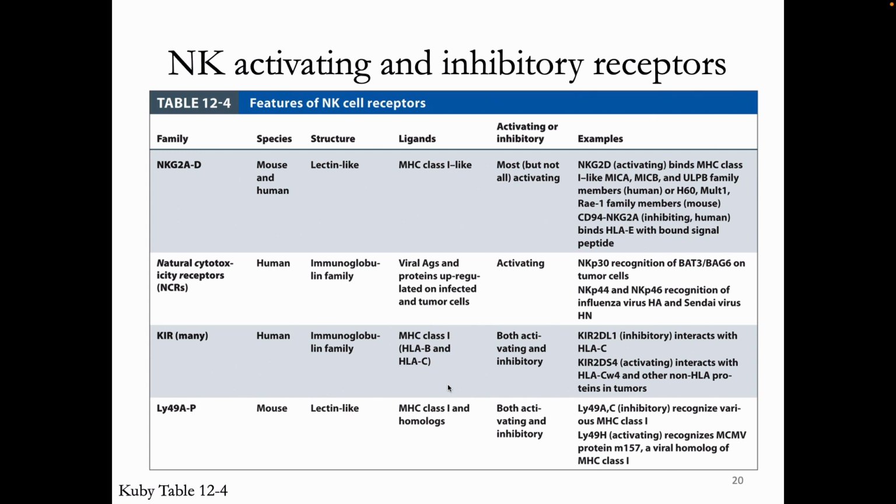You can also see the same information in this table from your textbook. There are different classes listed here as different families of NK receptors. In many cases, the families have both activating and inhibitory members. Some examples are shown here. You can also see that there are some differences between mouse and human here.